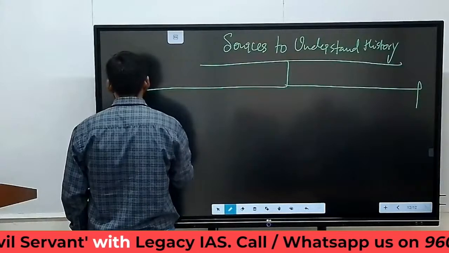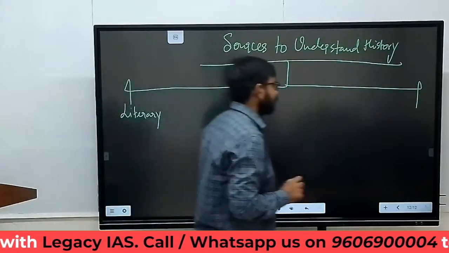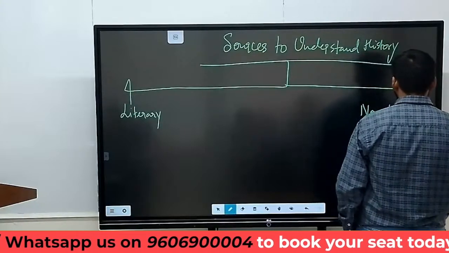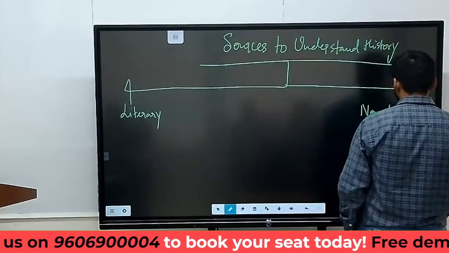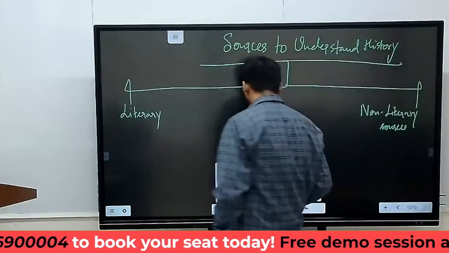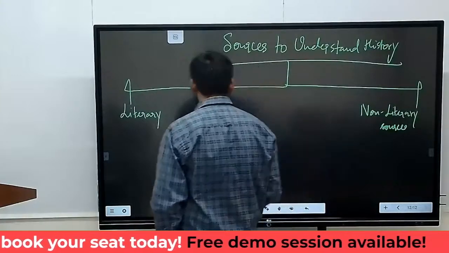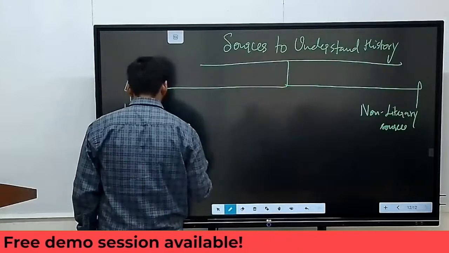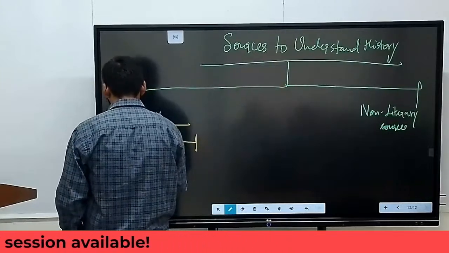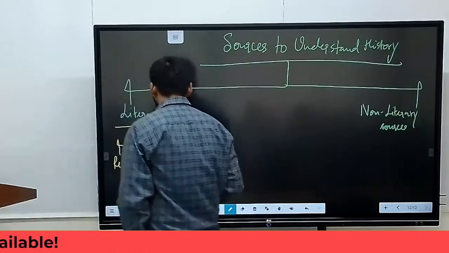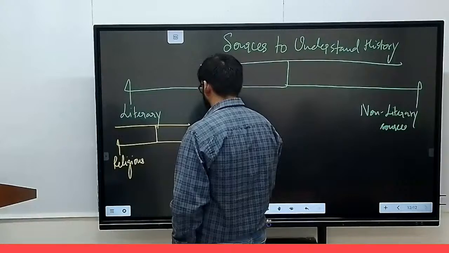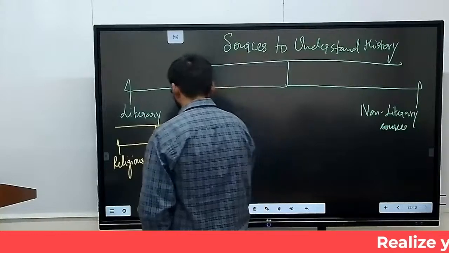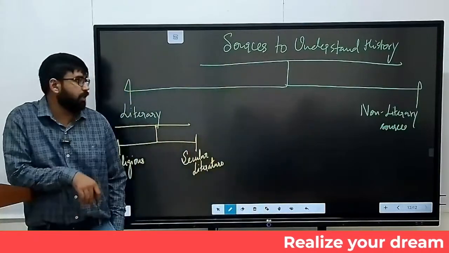Literary sources and non-literary sources. Now, literary sources means literature. Literary sources are of two types: religious literature and secular literature. Religious and secular literature.